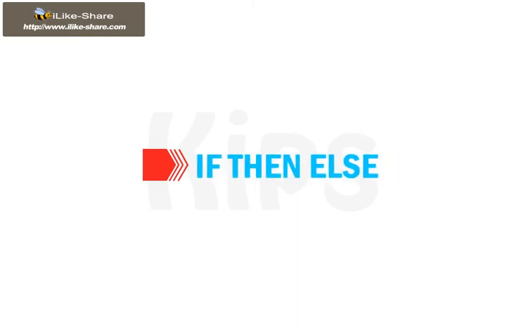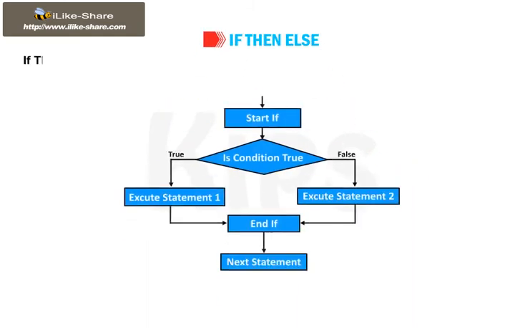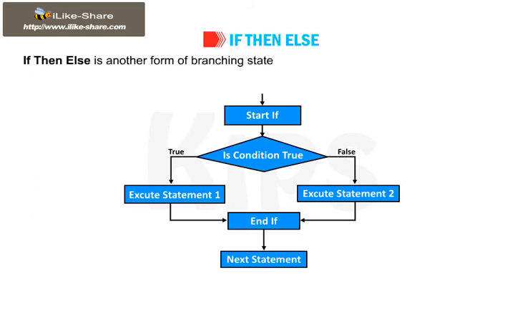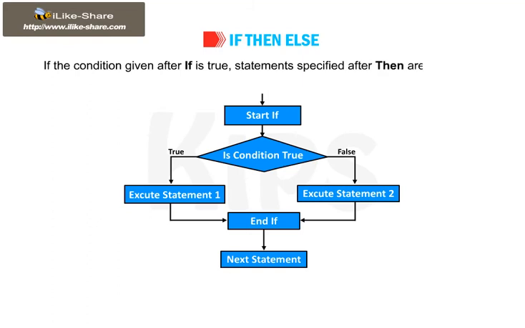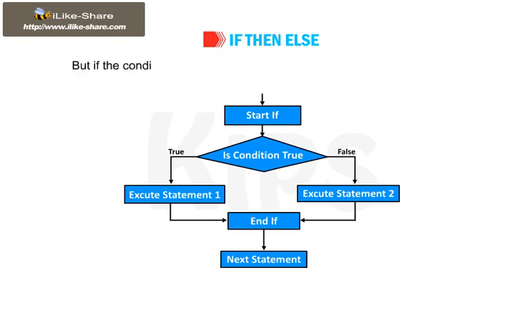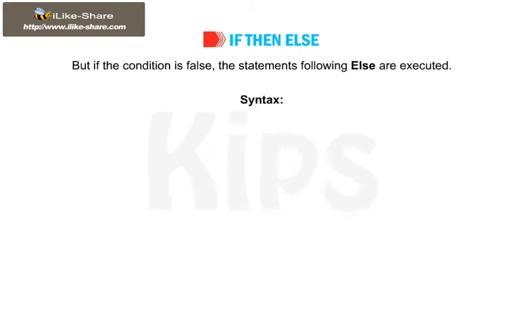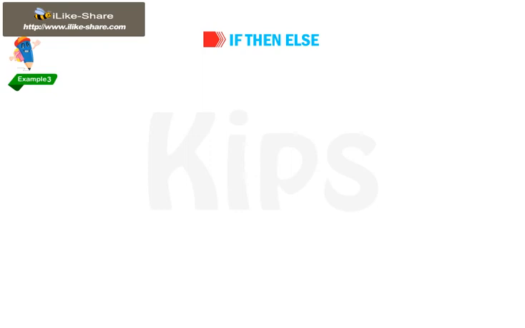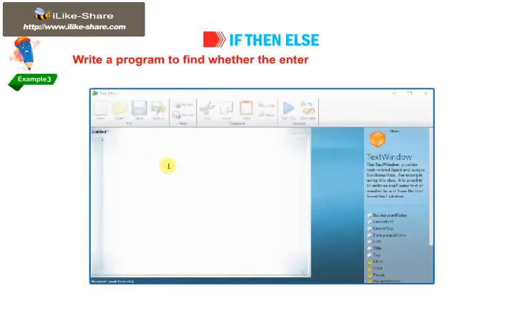Students, now let us talk about if-then-else. If-then-else is another form of branching statement and is also called a bidirectional, two-way decision-making statement. If the condition given after if is true, statements specified after then are executed. But if the condition is false, the statements following else are executed. Syntax: if condition then statement 1, else statement 2, end if. Example: write a program to find whether the entered character is a vowel or a consonant.